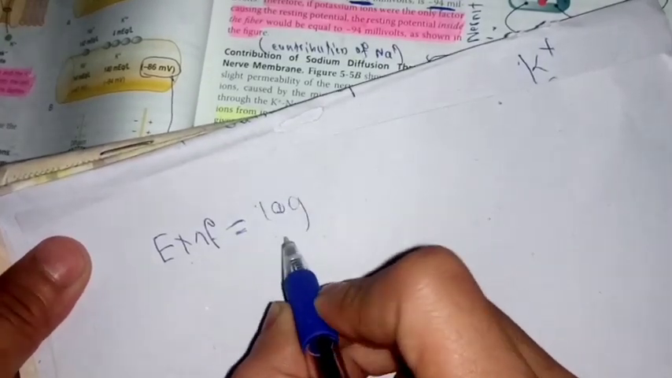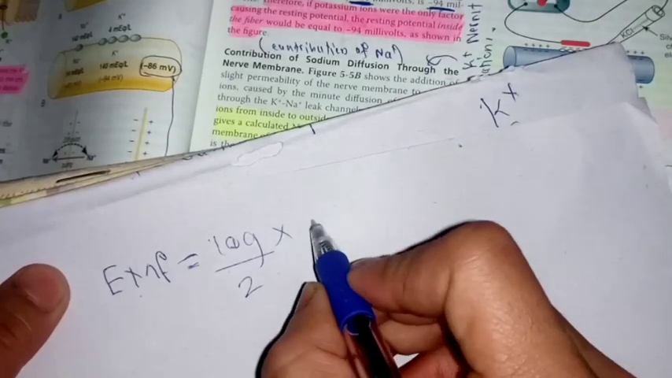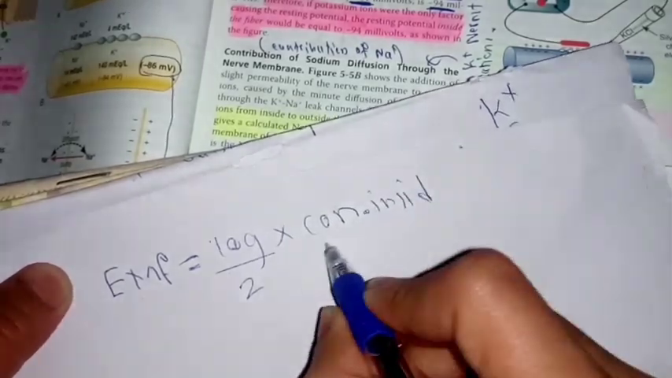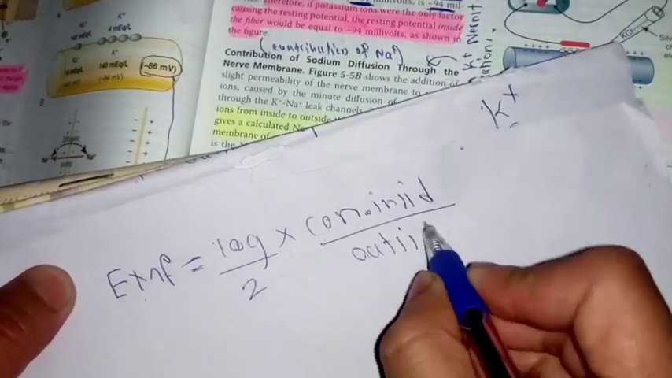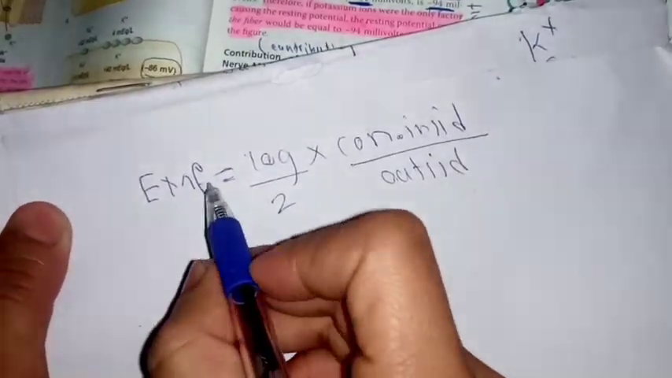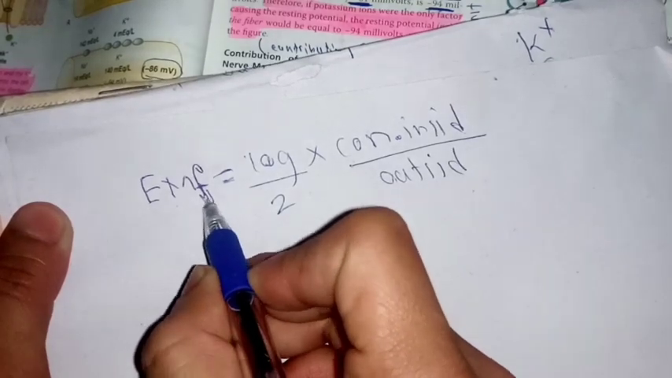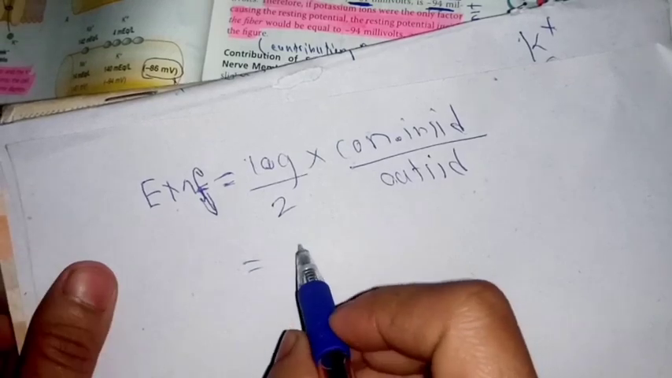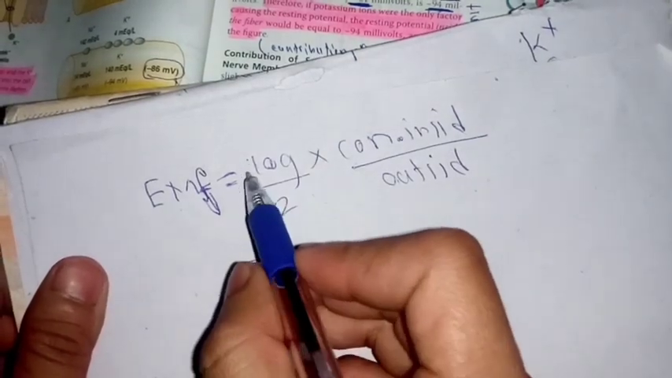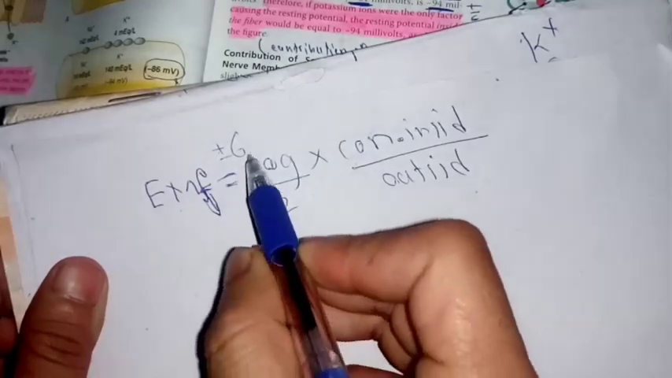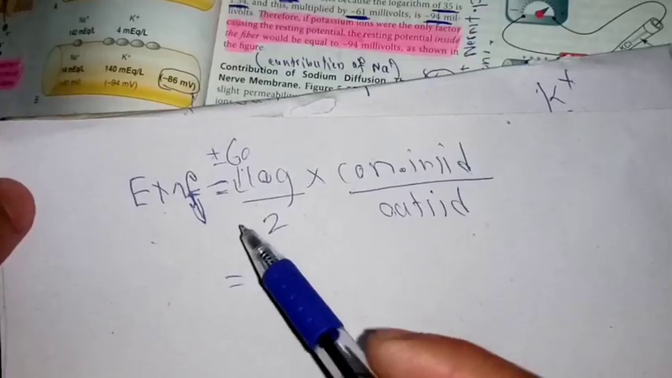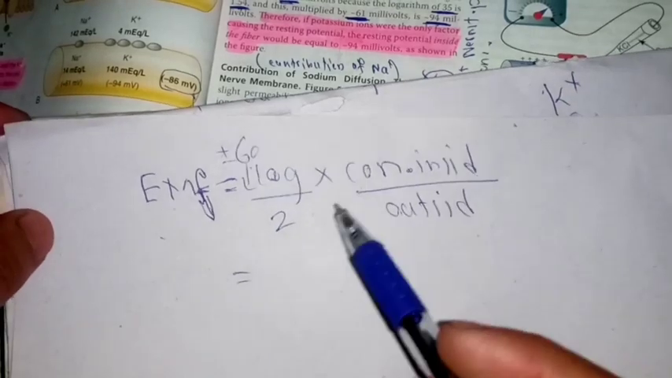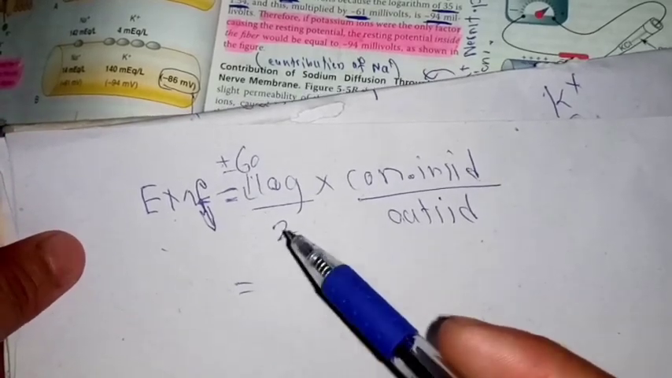So it is log divided by Z multiplied by the concentration inside divided by outside. So we will calculate the potential of each of these ions, how much each of these ions is contributing, and plus or minus 60, it is. Now we will apply the formula of the electromotive force or Nernst potential, to see how much each of these ions is contributing to the resting membrane potential.